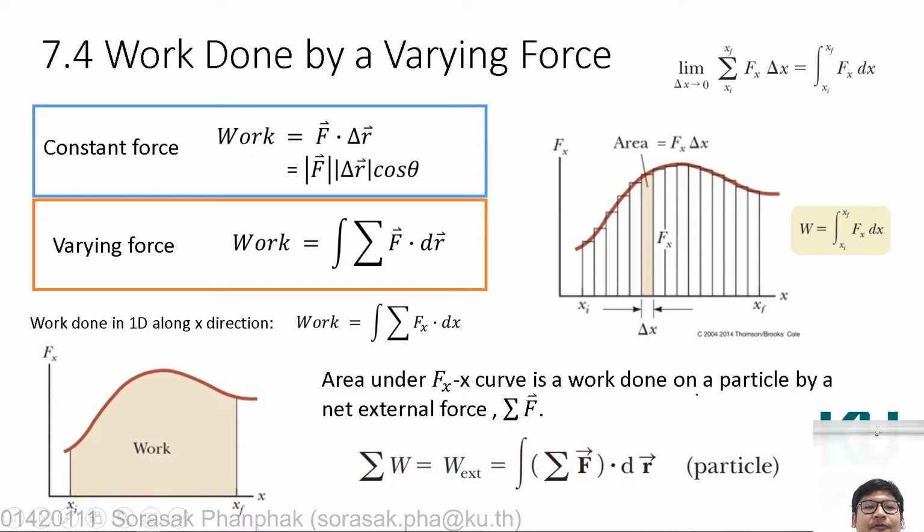What if the force working on the system is not constant? Before we said that work is equal to force dot s in terms of vectors, or F s cos theta. In this case, your force is constant. However, in some scenarios, force may not be constant. It can vary with the position, or it can vary with time.